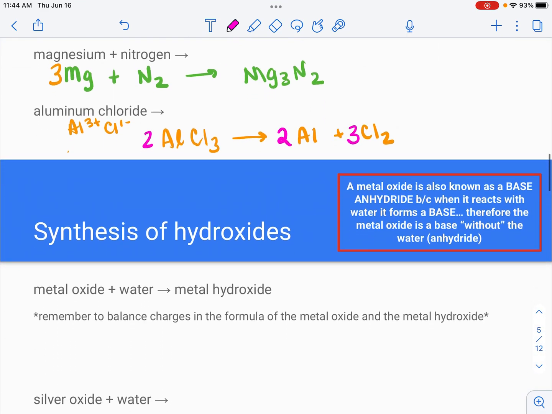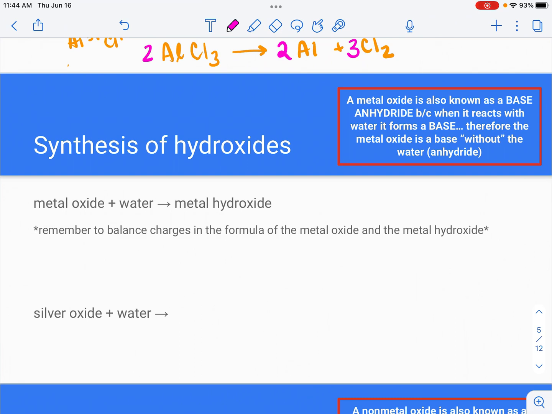Okay, let's look at some synthesis reactions now. We are going to synthesize hydroxides from a metal oxide and water. So this is going to be really important because when you see this, this is 2 compounds, and you need to make sure that you're not classifying this as a double replacement. All right, so water will not be the reactant in a double replacement reaction.